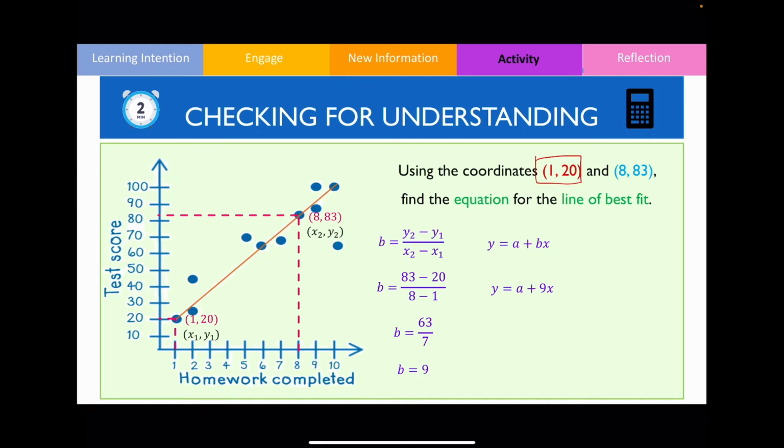So I'm going to choose 1, 20. If you substitute this in, this is what your equation should now look like. 9 times 1 is simply 9. And now I'm just going to solve for a.